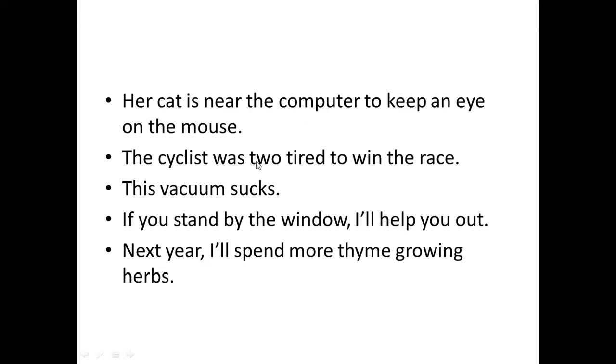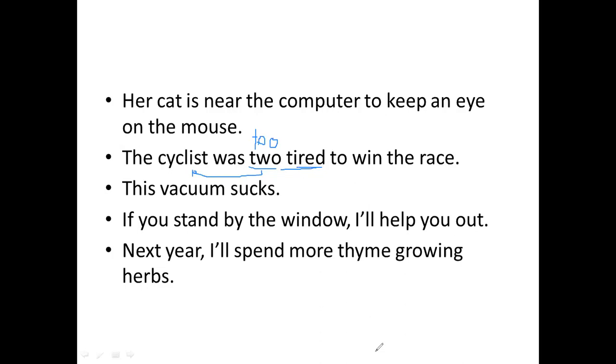So it's funny here because the actual way of writing it should be t-o-o, right? Double O. The cyclist was too tired to win the race. But here he wrote, or the person who did it, just to sound funny, wrote two with a W. And there is a connection between two and cyclist, because cyclists ride bicycles that have two tires, right? Makes sense? So here the cat and the mouse have a connection in real life. A cyclist rides a bicycle that has two tires, you know? And remember two tires.